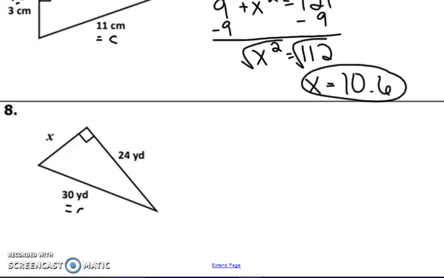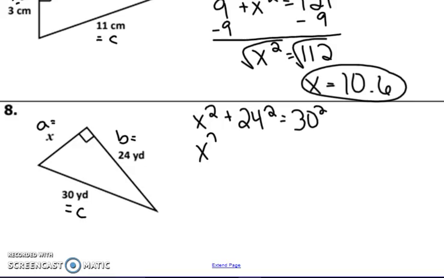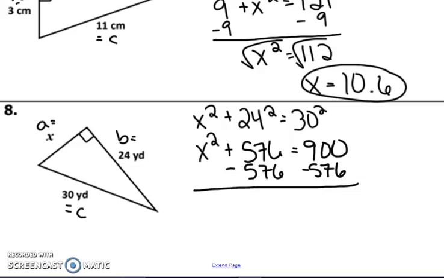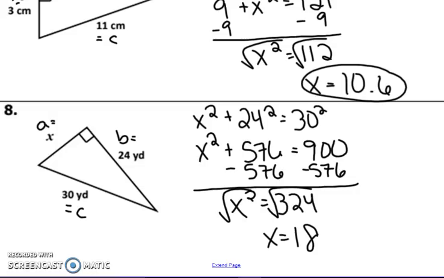Example 8, 30 is my hypotenuse. I'm going to call A and B. A is x, so we're going to put x squared plus 24 squared equals 30 squared. Well, from here, it stays x squared plus 24 squared becomes 576 and 900. We're still going to use our inverse operations and solve on both sides. From here, we need to take our square root. In this case, x is going to be a whole number, and it is going to be 18.